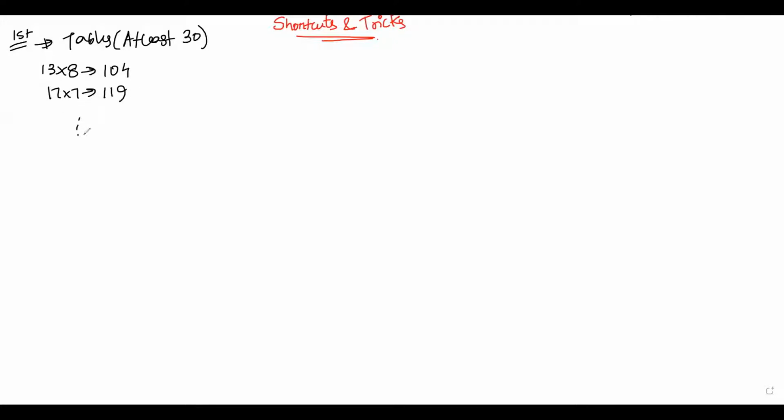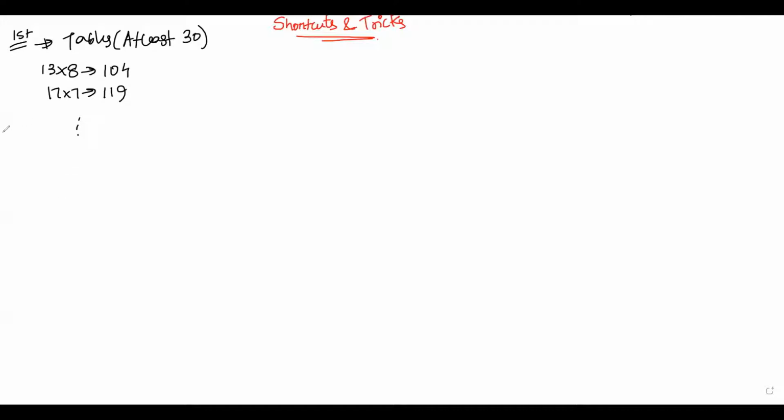So that means all the tables should be by heart, and we should not take more than half a second or more than a second to answer, to calculate the numbers easily. Obviously, at this stage in our life, nobody is going to ask you what is 13 times 8, what is 70 times 7. But yes, when we are practicing or when we are solving some questions, these things should be very much handy in solving the questions.